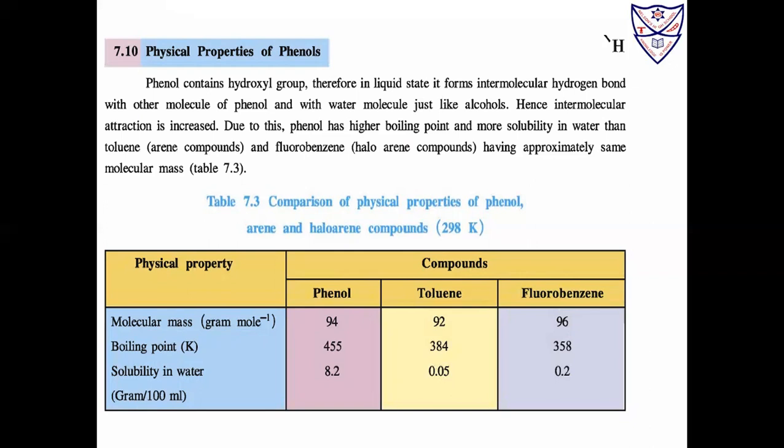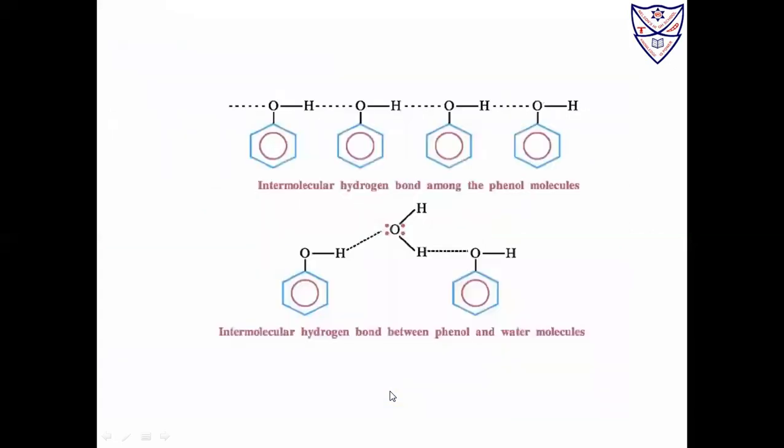The molar mass of phenol is 94, toluene is 92, and fluorobenzene is 96. As for the boiling point, it is decreasing as the molar mass increases, and the solubility in water is given here. See here the intermolecular hydrogen bond among phenol molecules: how OH is attached with another phenol, and another phenol. The intermolecular hydrogen bond between phenol and water molecules is in this way.